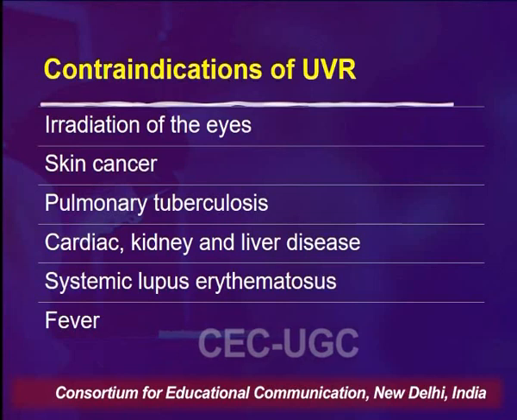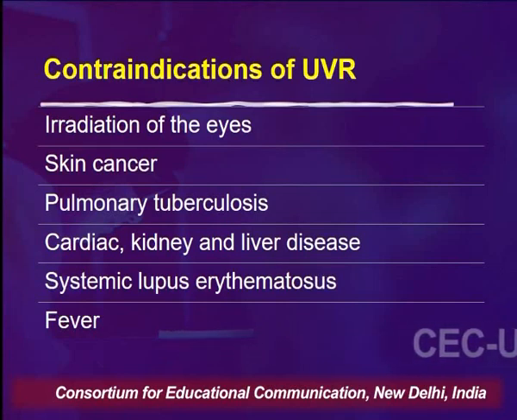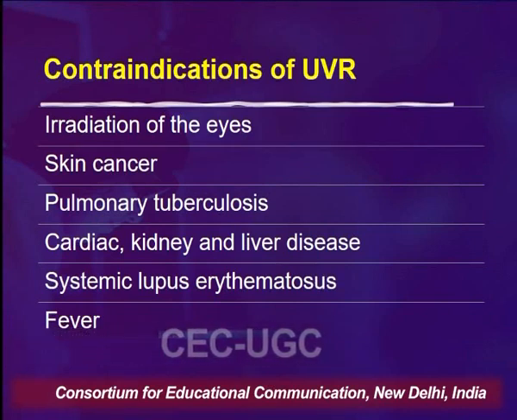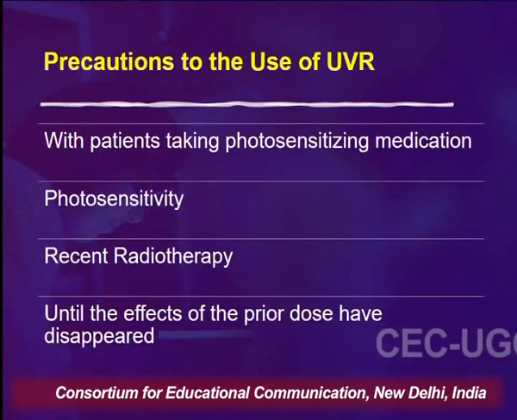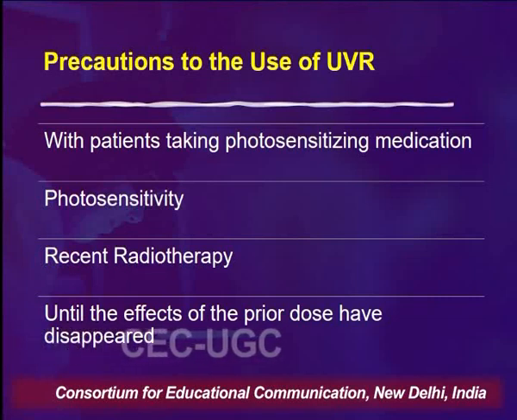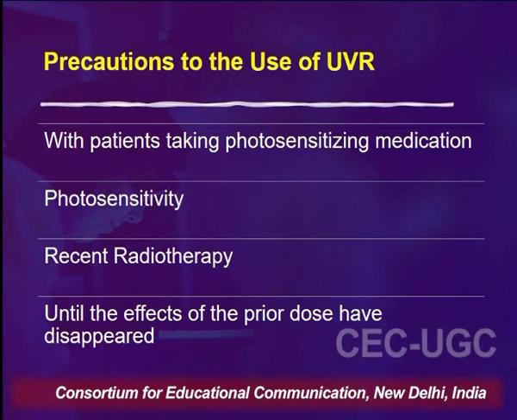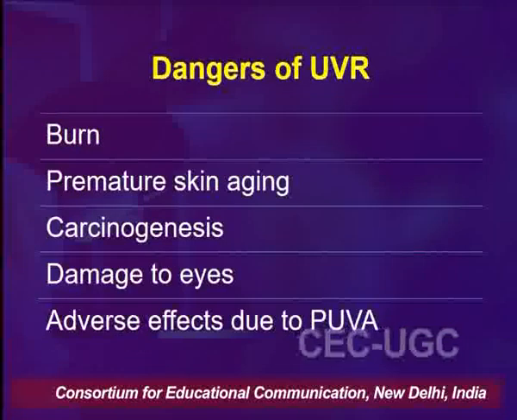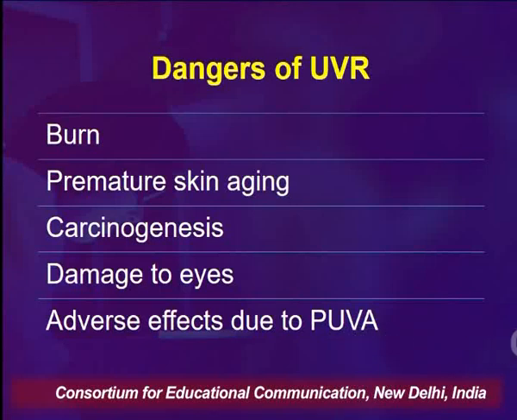Now we will see the contraindications of UVR. Irradiation of the eyes, then skin cancer, pulmonary tuberculosis, cardiac, kidney and liver diseases, systemic lupus erythematosus and fever. Precautions to be taken with UVR in patients taking photosensitizing medications, with photosensitivity, and recent radiotherapy, until the effects of the prior dose have disappeared. Then dangers of UVR: burns, premature skin aging, carcinogenesis, damage to eyes, and adverse effects due to PUVA.